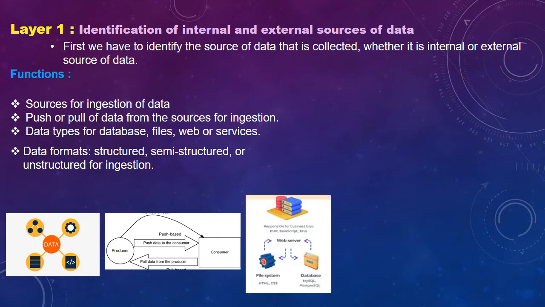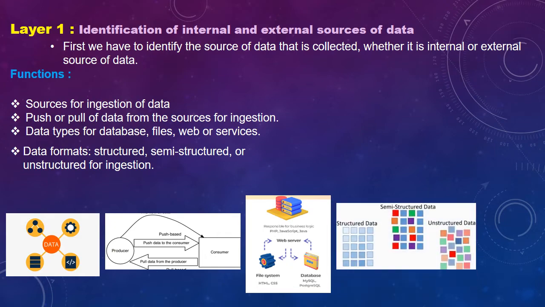Next function, data types for databases, files, web or services. Here it finds the nature of the data that can be stored in databases, files or web services. Next function, data formats: structured, semi-structured or unstructured for ingestion. The data which is collected, we have to identify the data format, that is, whether it is structured, semi-structured or unstructured data. Accordingly, we have to ingest that data. So these are the functions of layer 1.